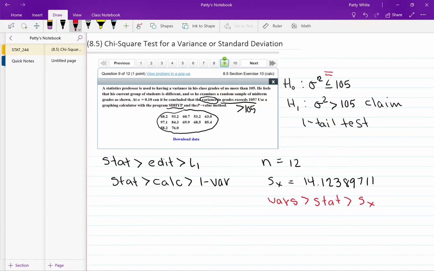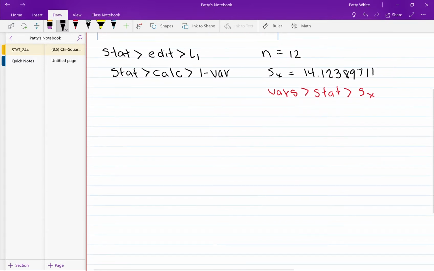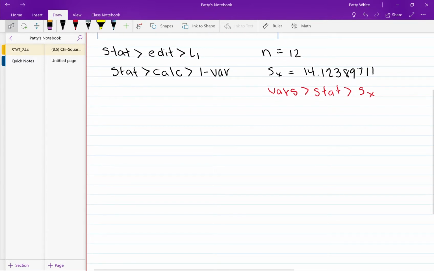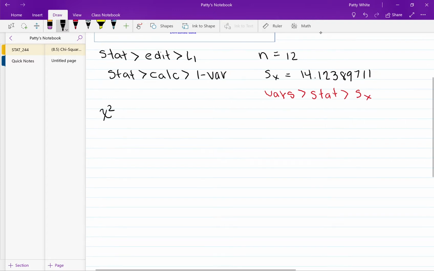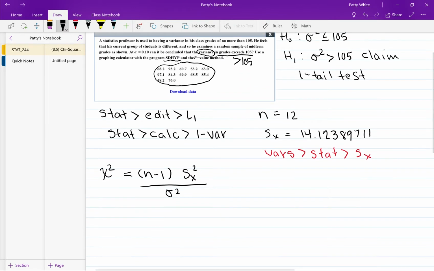So far, we've decoded the problem, we've written our hypotheses, and we have our descriptive statistics. So now we're ready to find our test statistic. Our test statistic is a chi-squared; we're going to use a chi-squared distribution. So we have a chi-squared test statistic, and that is equal to n minus 1 times SX, our sample standard deviation squared, all over sigma squared. And sigma squared is the value from our problem, which is 105.